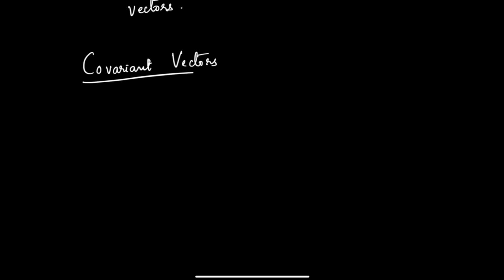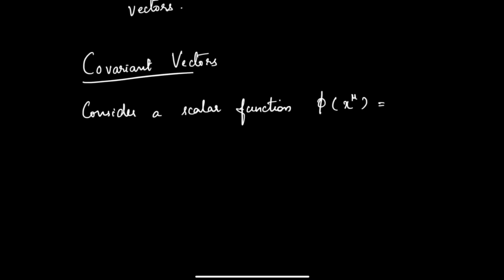Now we go to covariant vectors. So we'll start with vectors. Consider a scalar function phi of x mu equal to constant. Okay, this can be any scalar function, for example, temperature. So x mu is the coordinate. For example, temperature at a point x1 or something like that will always be constant, right? So this is an example of a scalar function.